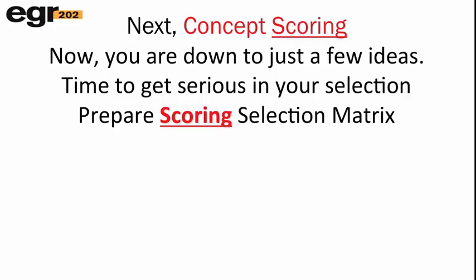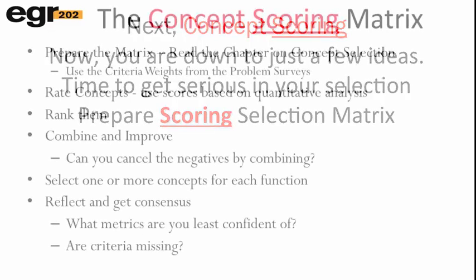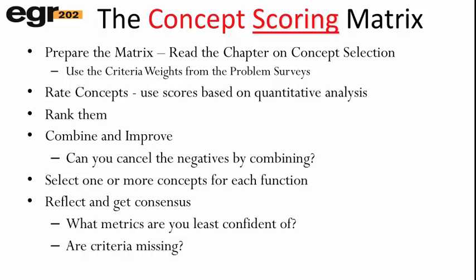So once you're down to 5 or 6 designs, you can do concept scoring. Concept scoring is more involved because you actually have to do quantitative analysis of your particular design ideas. So to do the concept scoring matrix, we prepare the matrix. You need to read the chapter on concept selection before you do this and read the details about how to do it. It's important. We're going to rate the concepts.